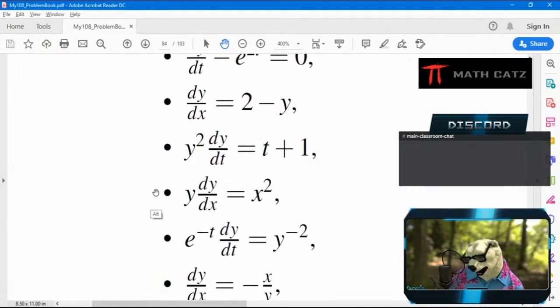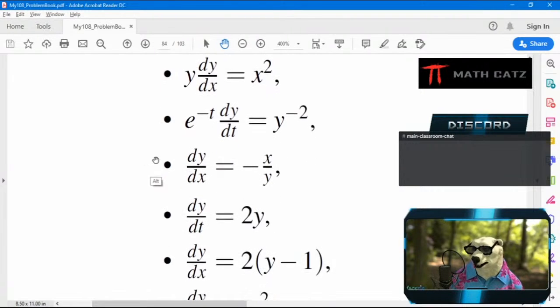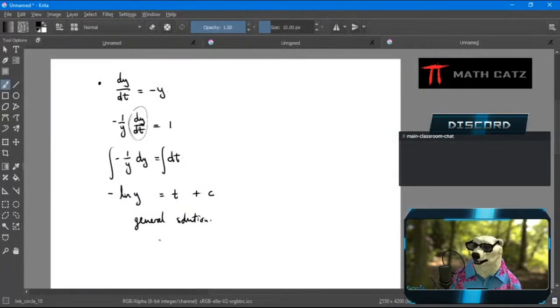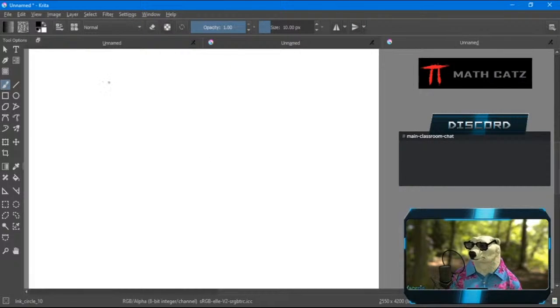Okay, let's see what else do we have here. It doesn't really matter. Let's go with that top one. That's a nice one. It looks a little bit more interesting, though we'll soon see that in the end, the separation of variables method is very similar every time. e to the negative t dy/dt, and what's next? y to the negative 2.